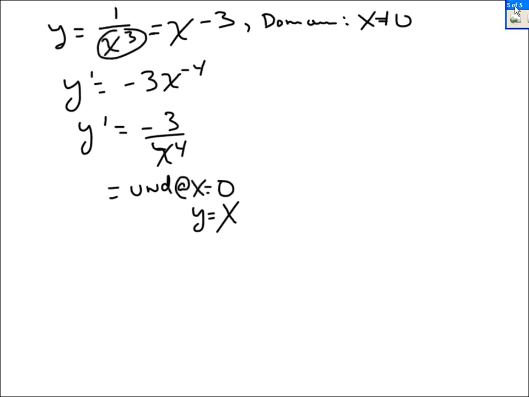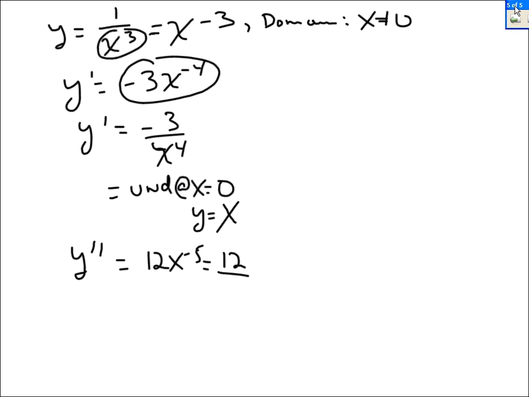Let's look at the second derivative. I would take it from here. It is 12x to the negative 5, which is 12 over x to the 5.